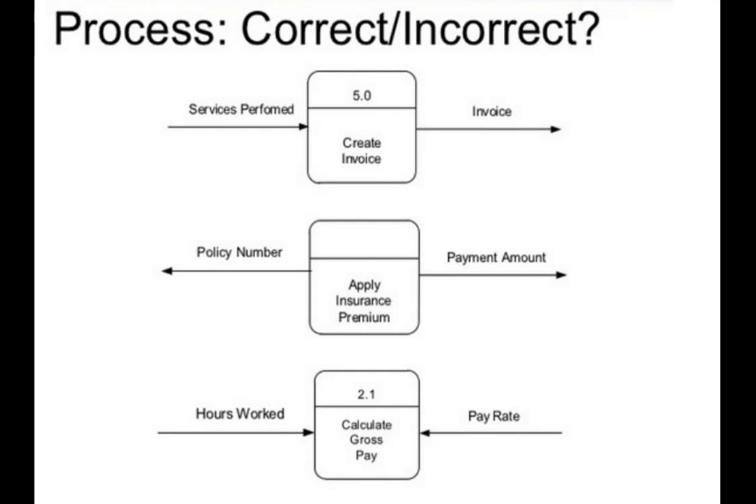Can you tell which is the correct process representation in this? In the first one, there is one input and there is one output, so the process generates something. In the second one, the process generates policy number and payment amount, but the process does not take any input data.